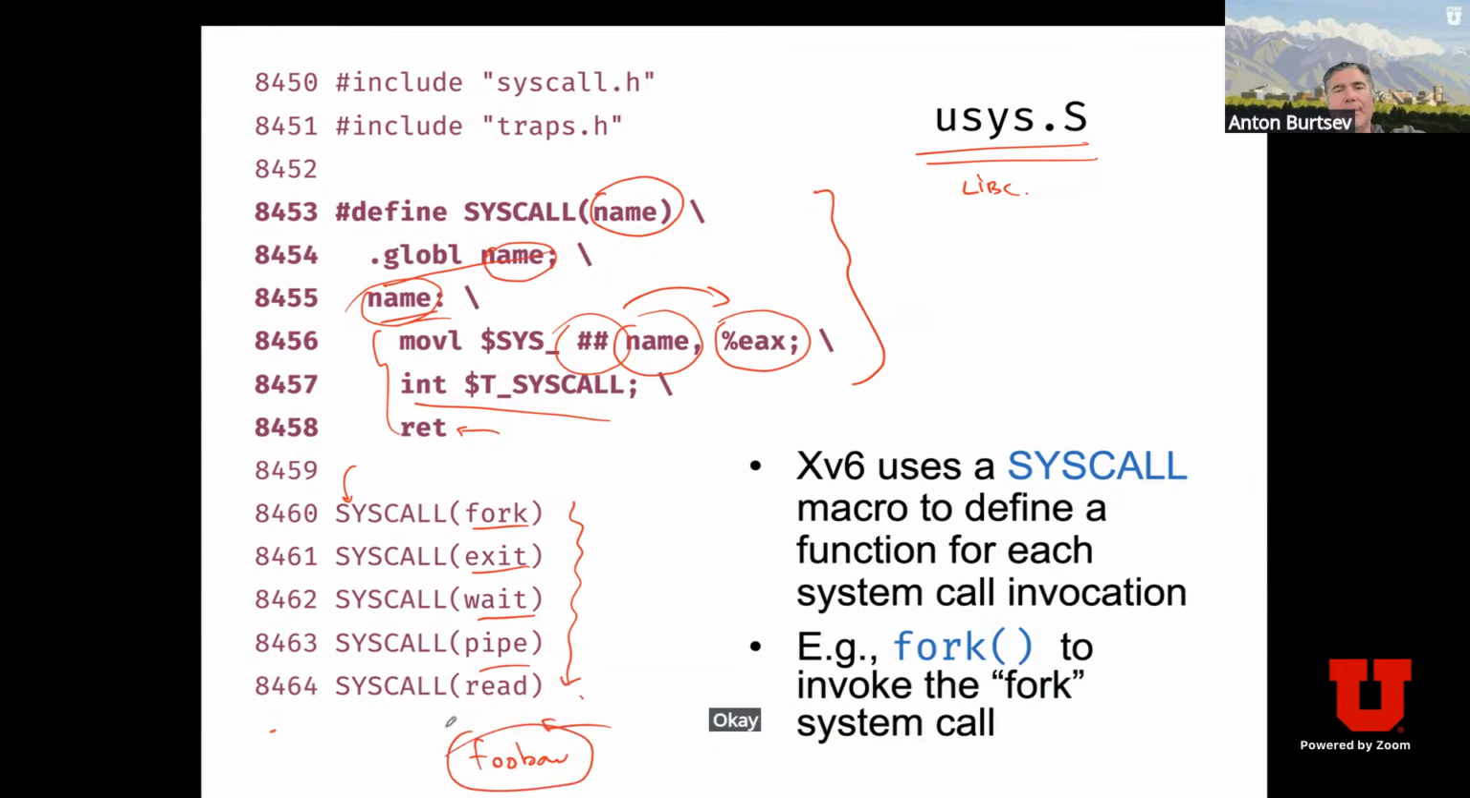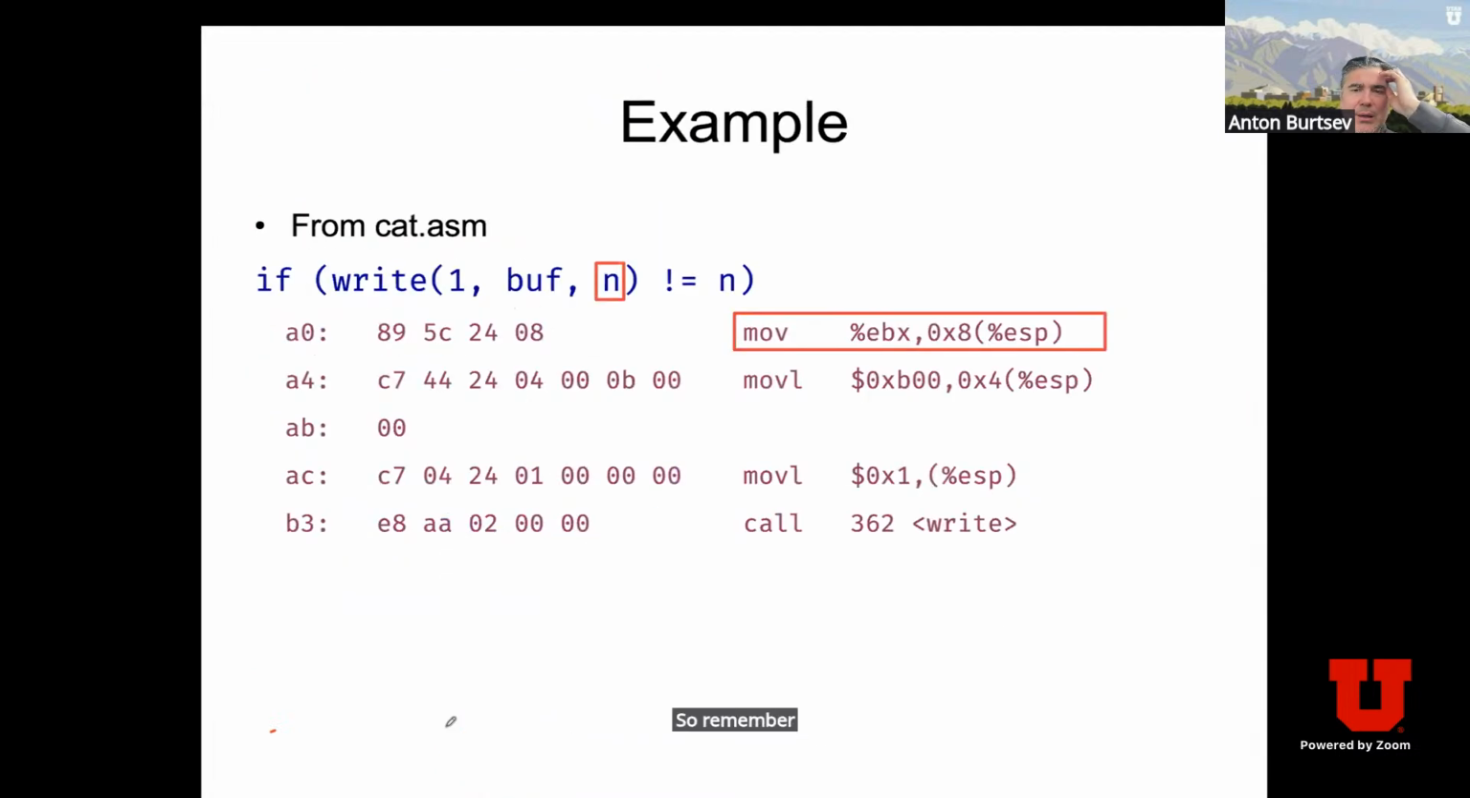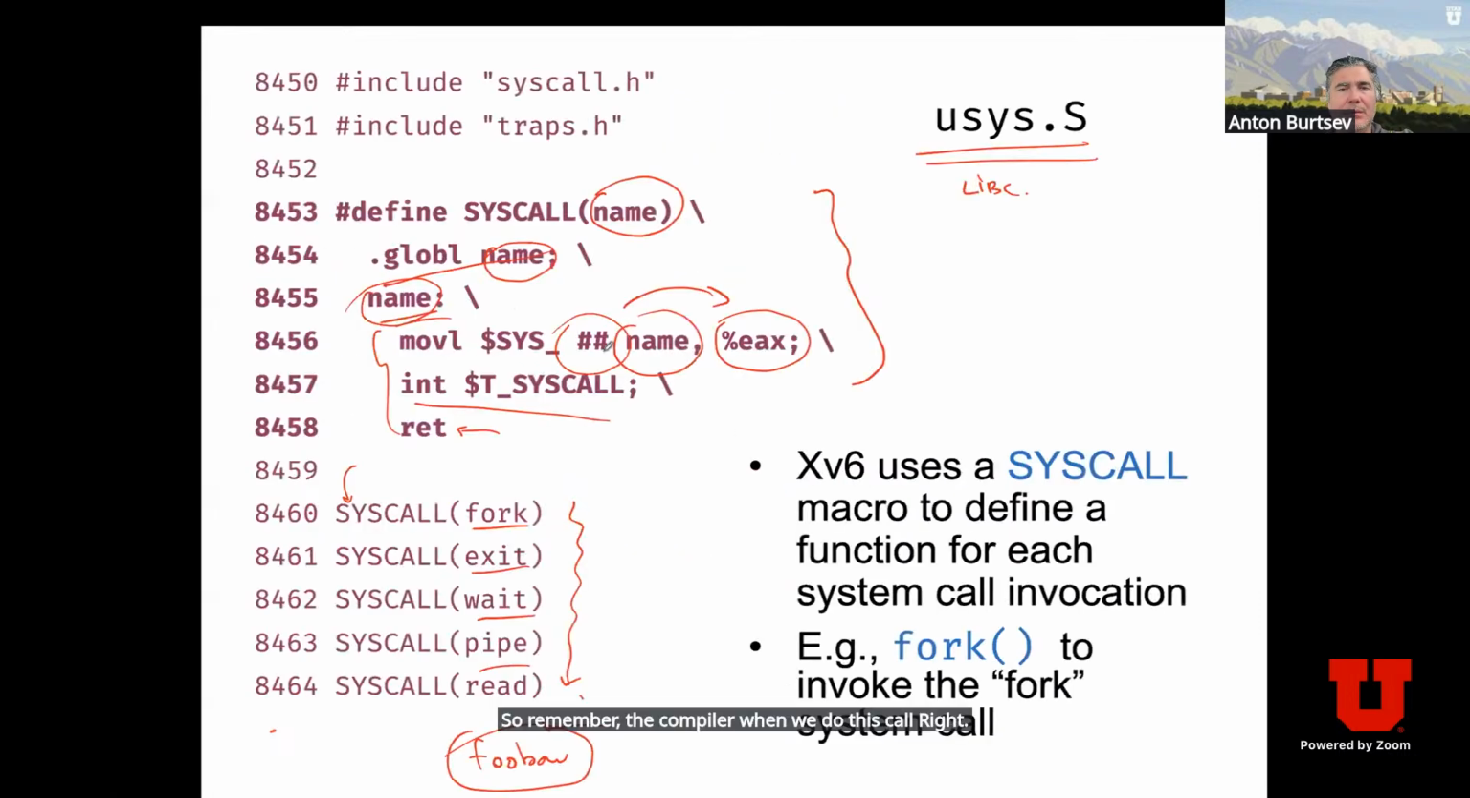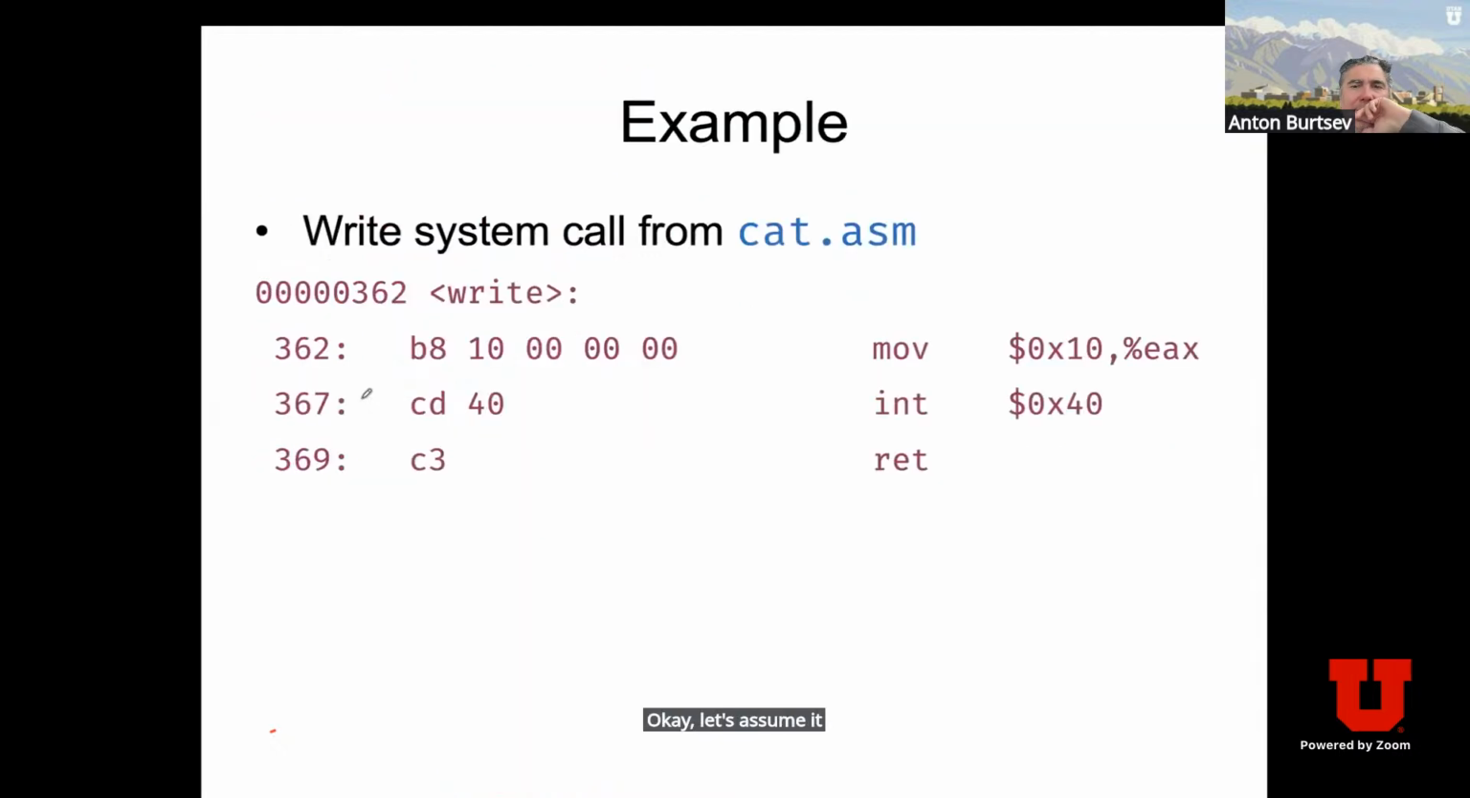Okay, cool. Any questions about this? So remember, when we do this call to write, this address is linked with this label. Specifically, the syscall write will declare the sequence with write here, and the compiler will call this label. Does it make sense? Okay, let's assume it does. So this is how this write label looks.